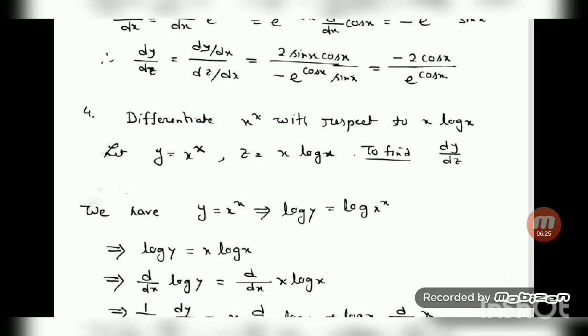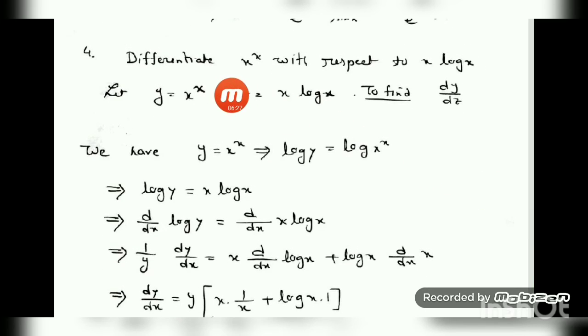Okay. So your next question, differentiate x to the power x, and these are the questions I had given from outside the book, because only one question of this type is in your book, so I had given a few more questions from reference books. Okay, so differentiate x to the power x with respect to x log x. So here we have to take d(x to the power x) by d(x log x). So we name it as y and this as z. So y is x to the power x and z is x log x. We have to find out d(x to the power x) divided by d(x log x), that is dy/dz.